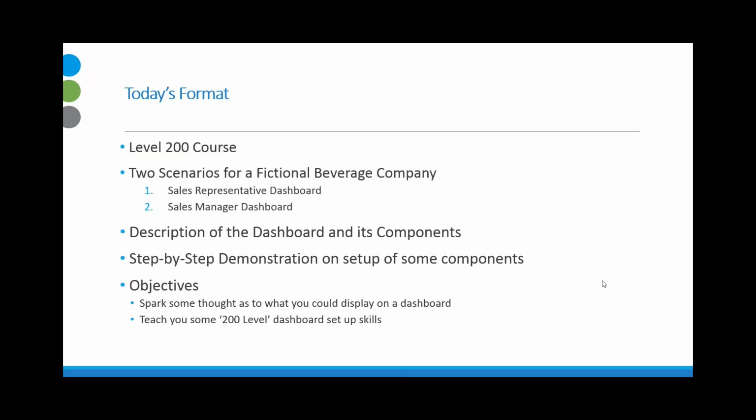Two scenarios that we're going to use are based off of a fictional beverage company. We've set up two dashboards, one for a sales representative and the other for the sales manager. We'll walk through each of those dashboards and all the components on them, and then step by step show you how to set up some of the components. Due to time, we're not going to show each and every one, but a few of the more advanced ones. The objectives are to spark some thought as to what you could do at your own organization to set up an effective dashboard and things that you could display on it, and also to teach you some hands-on setup skills.